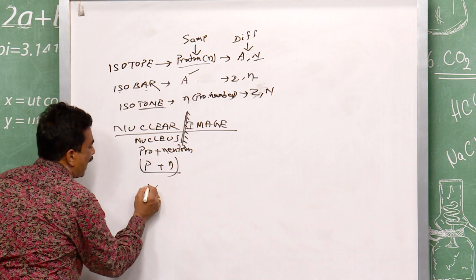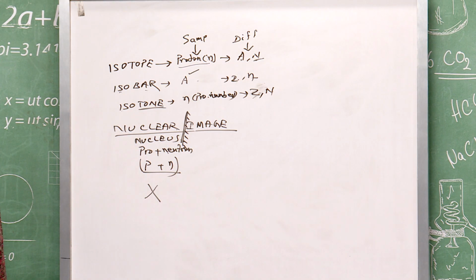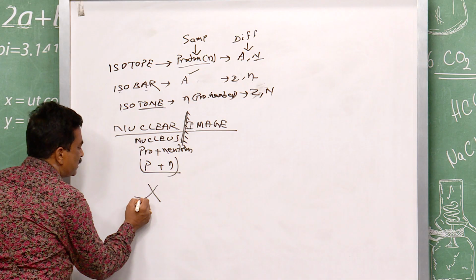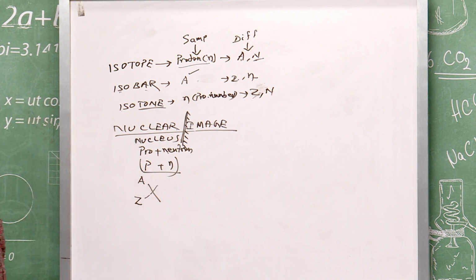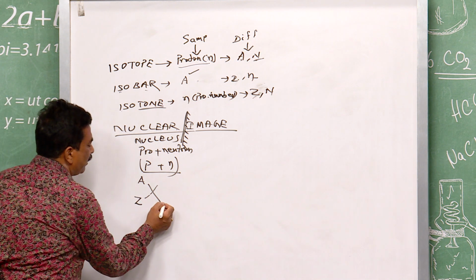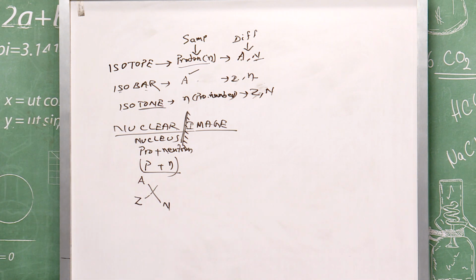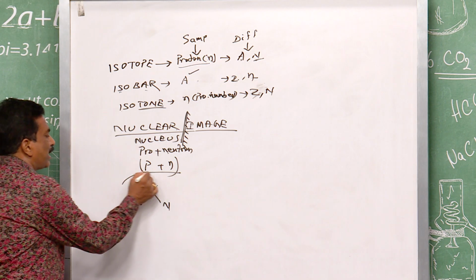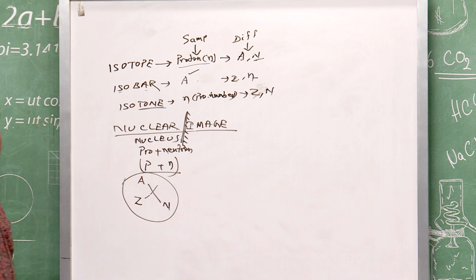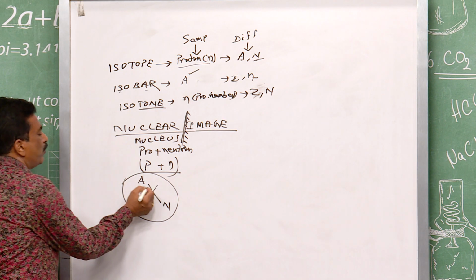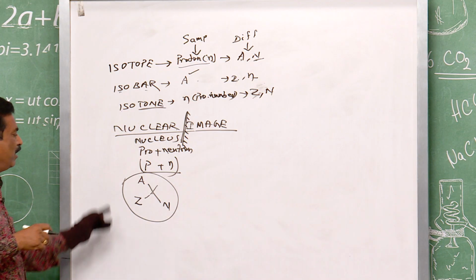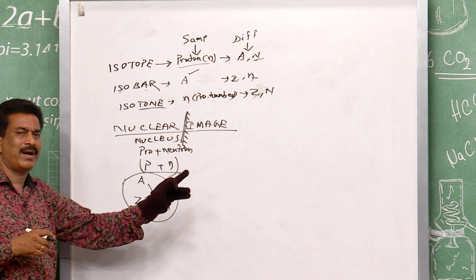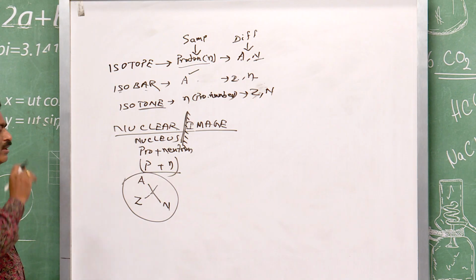Suppose this nucleus, the element is X, this is the proton number Z, this is the mass number A, and this is the neutron number, for which we have taken n. This is also one type of representation of an element. I said there are two types of representation: one is the symbol followed by its mass number, the second is the name followed by the mass number, as I said in Nuclei 1.